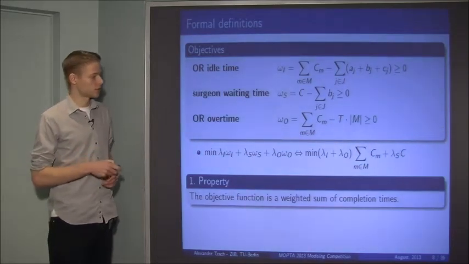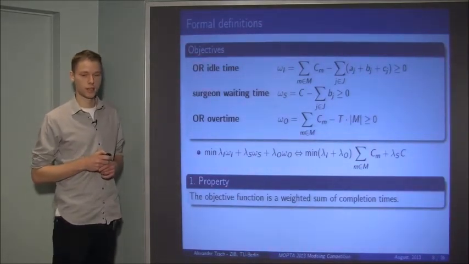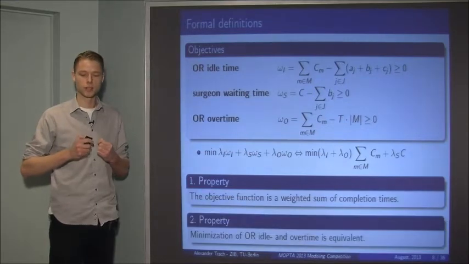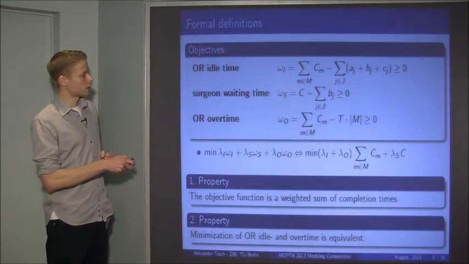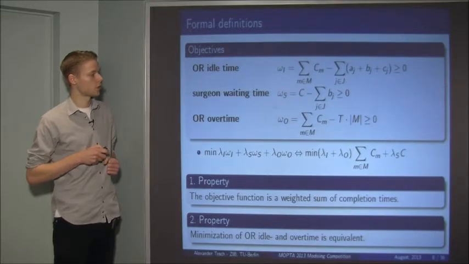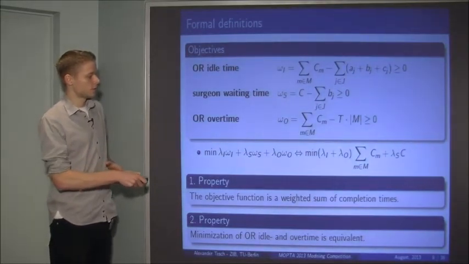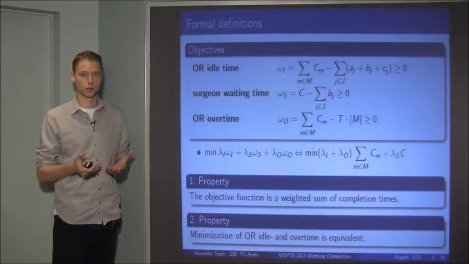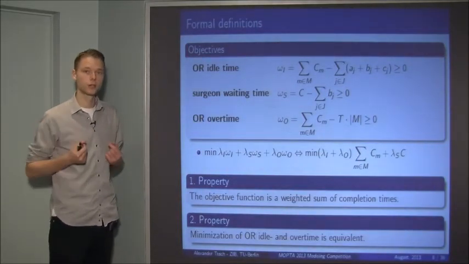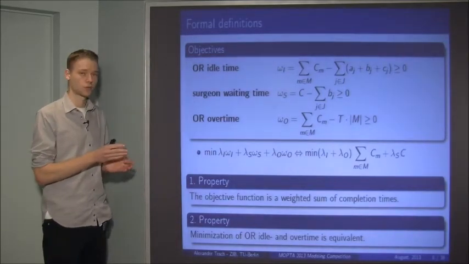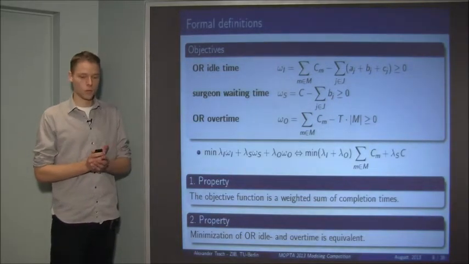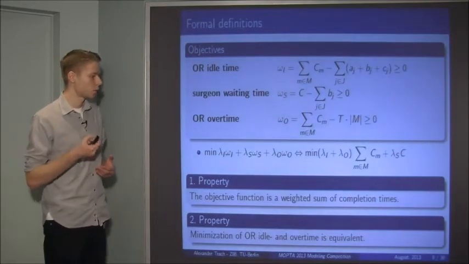The first property that we can see from this second definition is that we actually have just a weighted sum of completion times. The second property is that the overtime and the idle time just depend on the sum of the completion times of the surgeon staffs in each of the operation rooms, and that these imply additive cost of idle time and overtime in this objective. That means overtime and idle time are equivalent. And this leads to a different kind of thinking about this problem, because we actually do not have to distinguish between overtime and idle time.